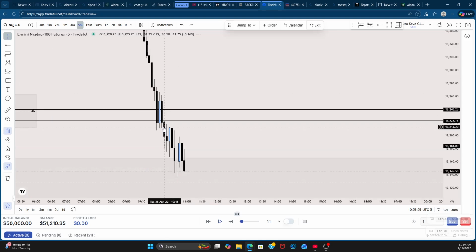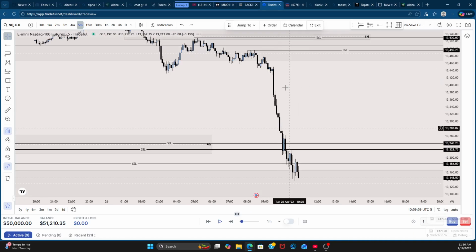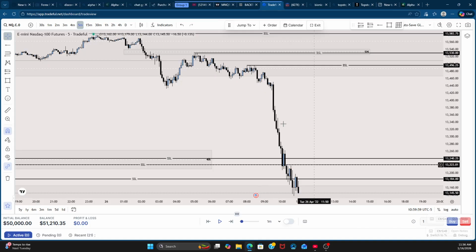Bro. Leaving all this behind. And there's no fucking retrace. It just dumps off. And I wanted us to tap up here and then deliver lower.